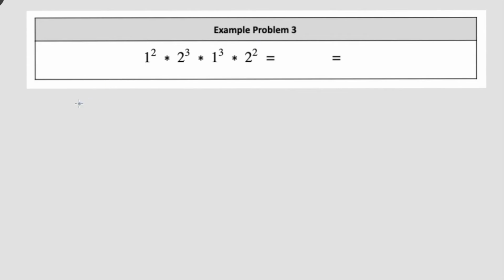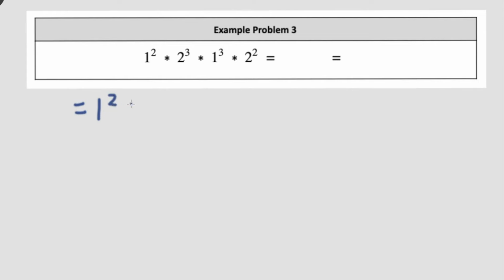Let's look at example problem number 3. We're going to do 1 to the power of 2 times 2 to the power of 3 times 1 to the power of 3 times 2 to the power of 2. Now, let's see how the product rule that we just learned applies.